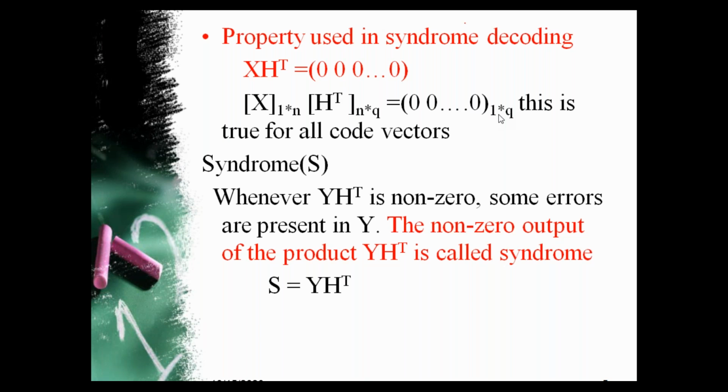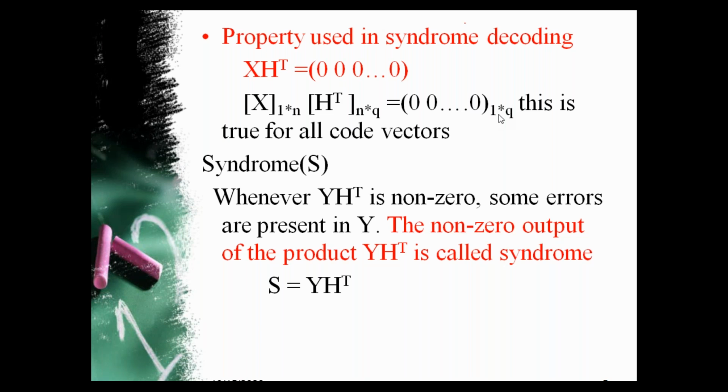In a linear block code, if you take any valid code word and multiply it with the H transpose matrix, we get a 0 vector, complete zeros. Strictly speaking, there will be q number of zeros in that vector. Anyway, X into H transpose is a 0 vector. This can be used for decoding.